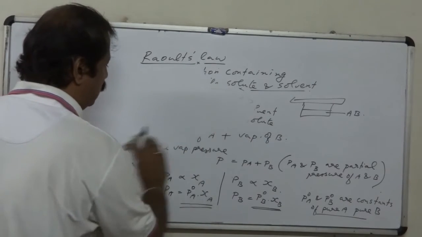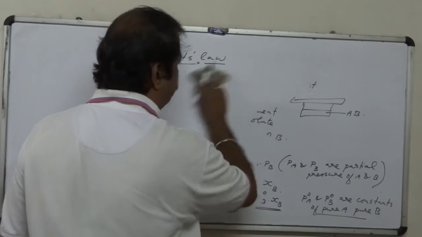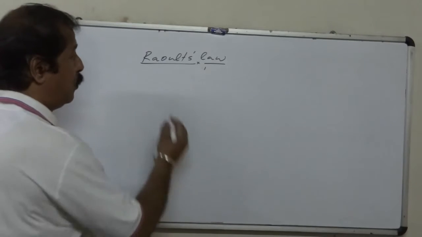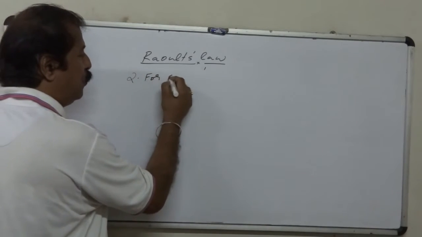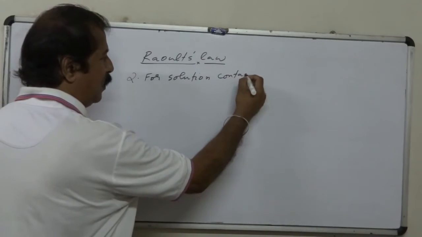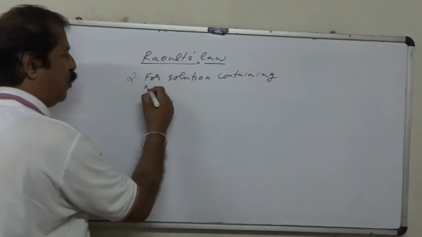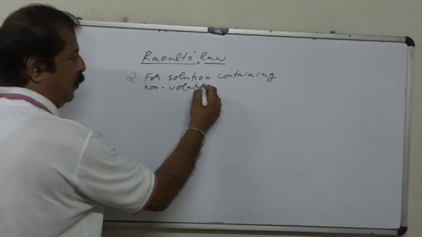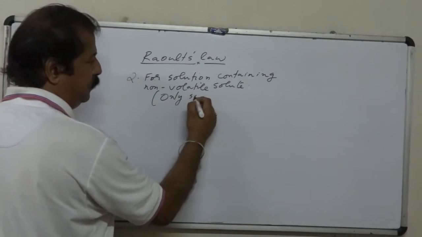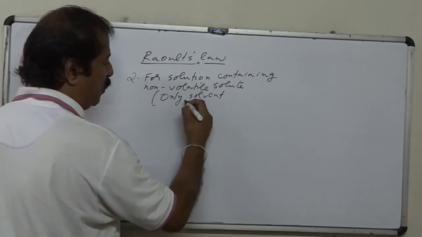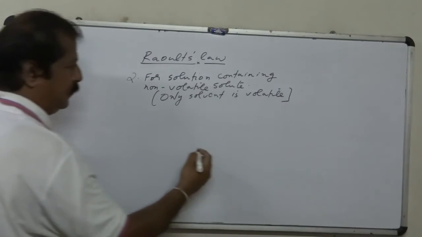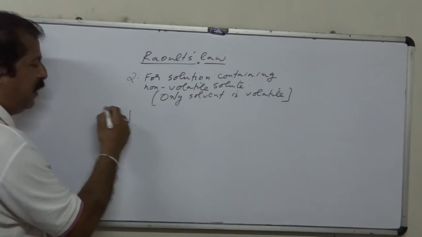We will look into the second Raoult's law. The second law is for a solution containing non-volatile solute, where only the solvent is volatile. In the previous case, the two components are volatile, but here only the solvent is volatile. We will consider a solution AB in a vessel.